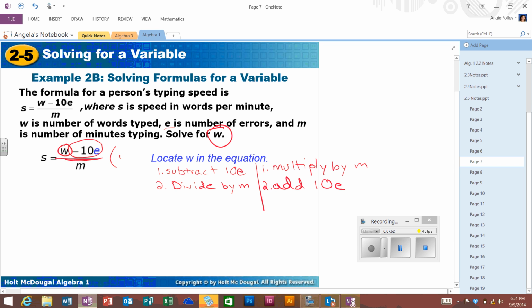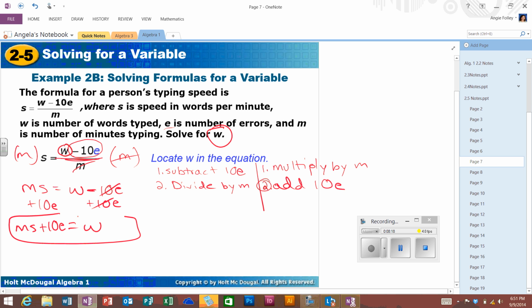I'm going to multiply by M. That allows me to cancel the M's on this side. So I get MS. You literally just leave it as MS because M times S is the same thing as MS. Now step 2 is to add 10E to both sides. And this confuses people a little bit too. We have the W left on the side. Our answer is just MS plus 10E. We just leave it like that. You don't do anything else. It's already done. I know that's kind of like, well, where's the answer? Well, that is your answer. You've done it, okay?